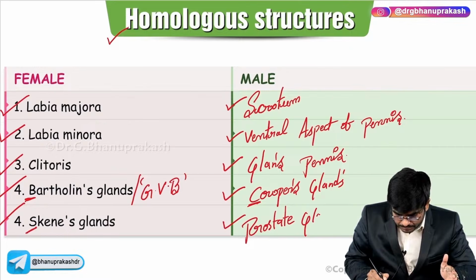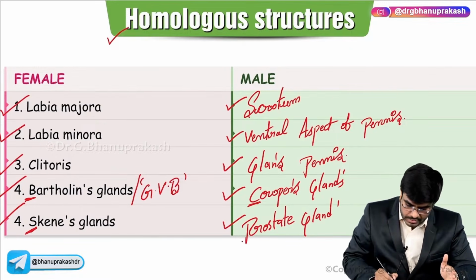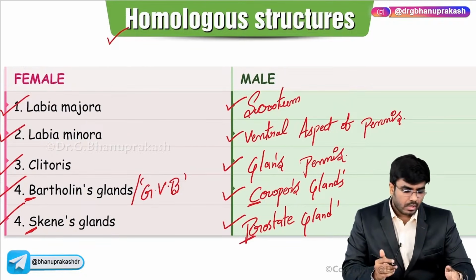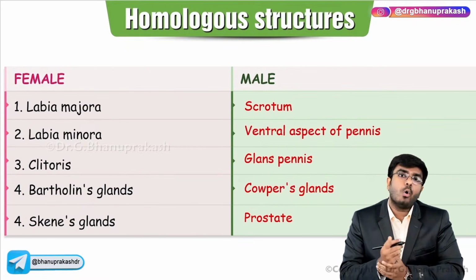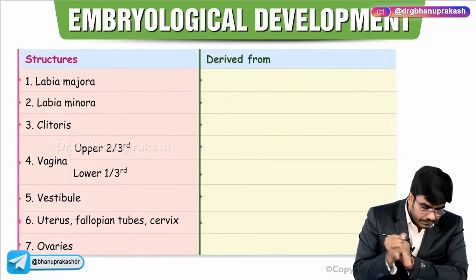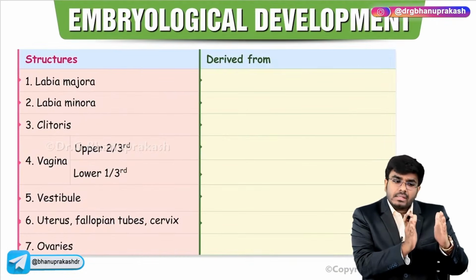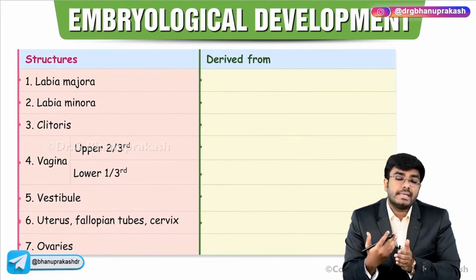Prostate. Okay. So, how to remember? SP. Okay. A cadre of police, right? SP, superintendent of police, something like that. Okay. After seeing the homologous structures, now let's discuss the embryological origin. Means these are the structures and from where they have originated.